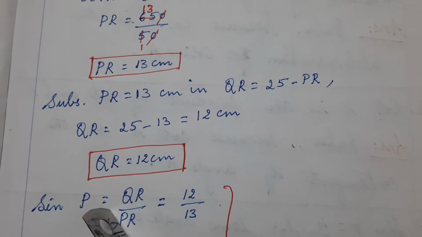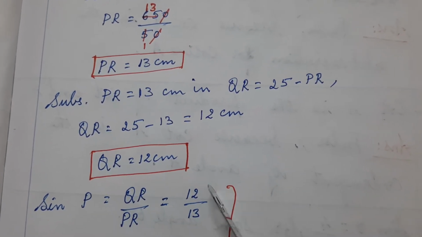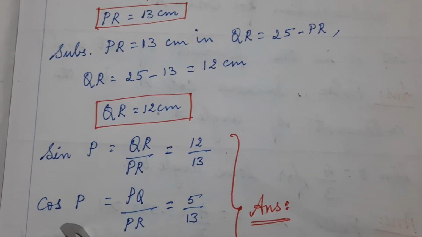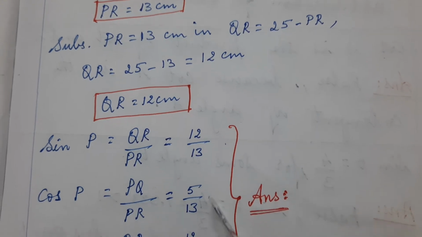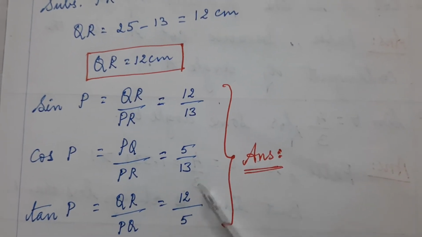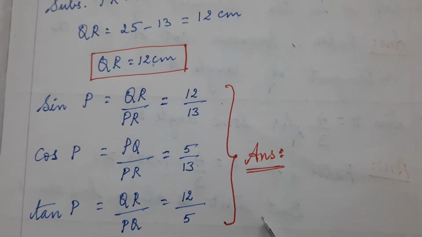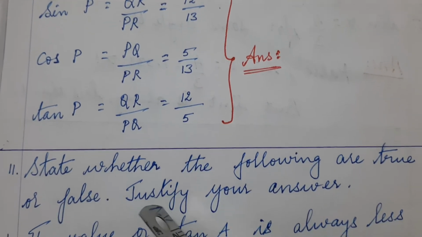Next, sin P is equal to, you know very well, opposite by hypotenuse, QR by PR, that is 12 by 13. Cos P is equal to adjacent by hypotenuse, PQ by PR, 5 by 13. Tan P is equal to opposite by adjacent, QR by PQ, that is 12 by 5. These are the three answers you have to find out. Next, let us go to the next question.